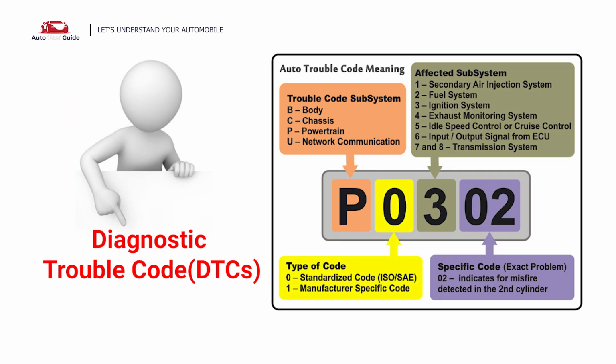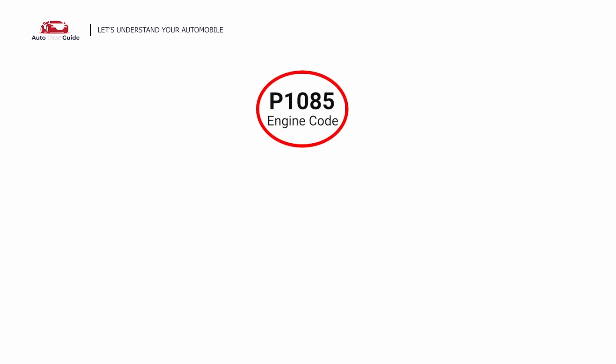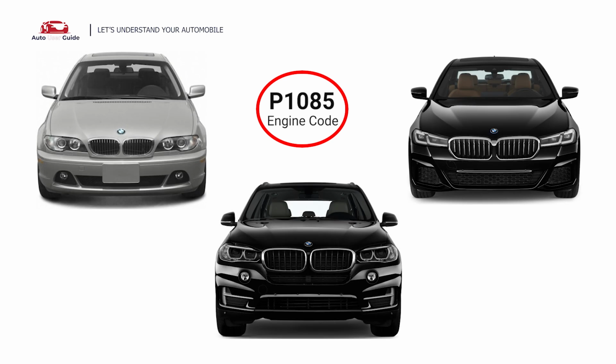Each DTC code corresponds to a specific issue in your vehicle. This error code occurs in any OBD2 equipped vehicles, especially those manufactured since 1996. It is commonly found in BMW vehicles, particularly those with inline 6-cylinder engines like the 325i, 530i, and X5 models.